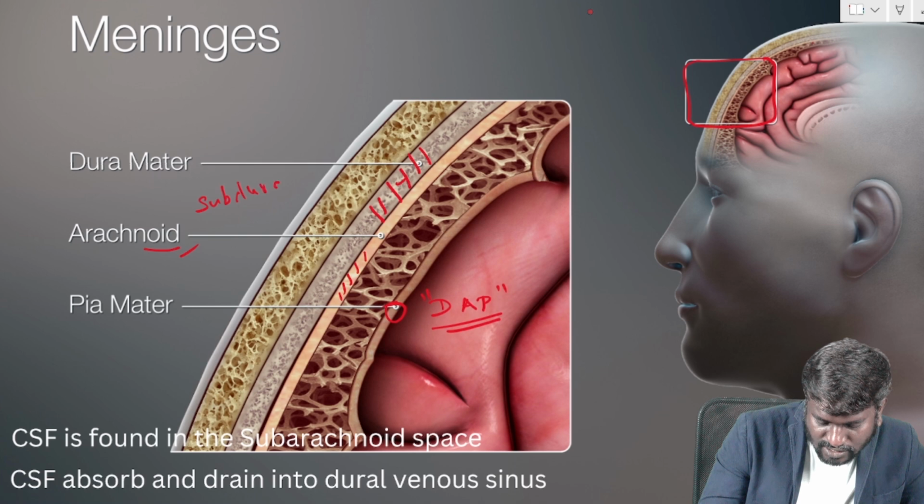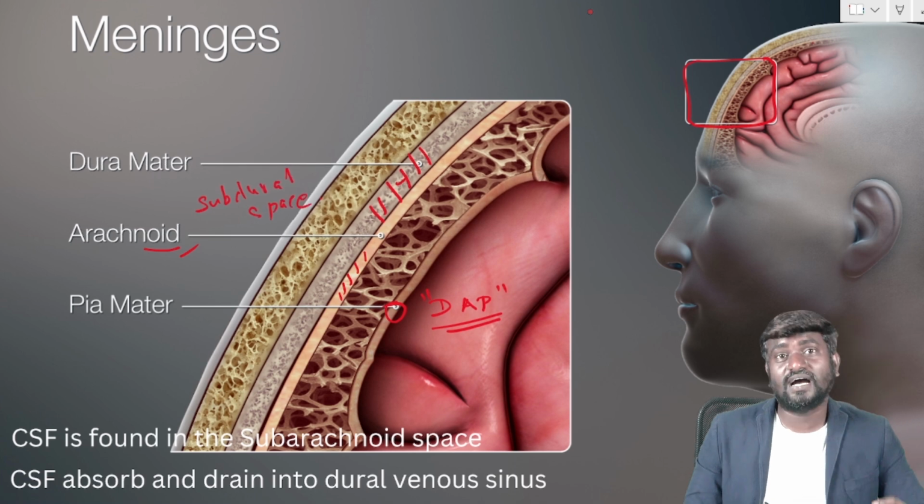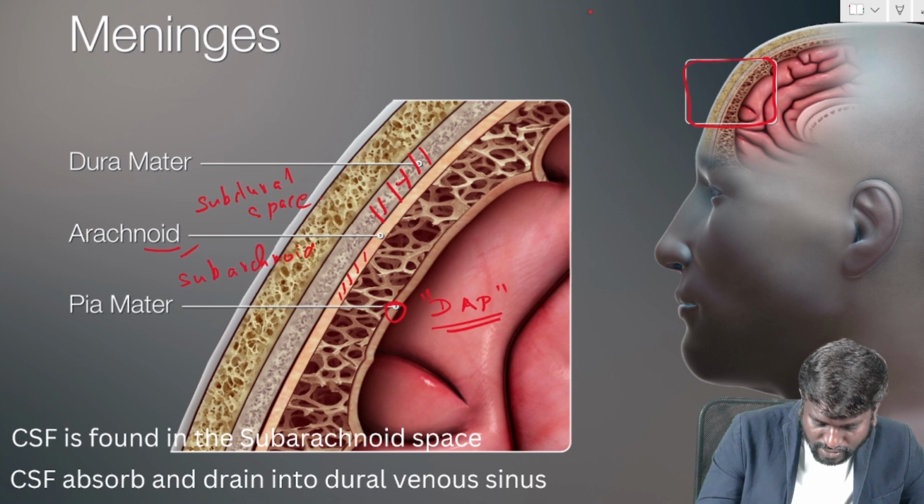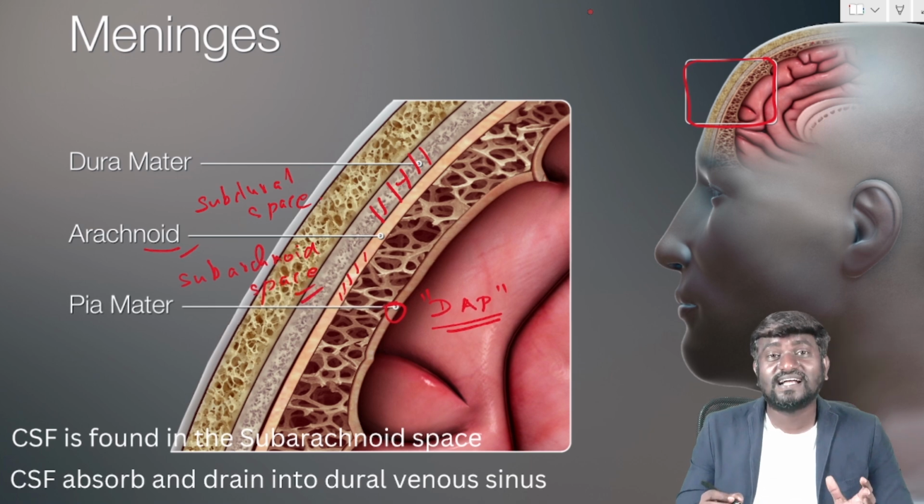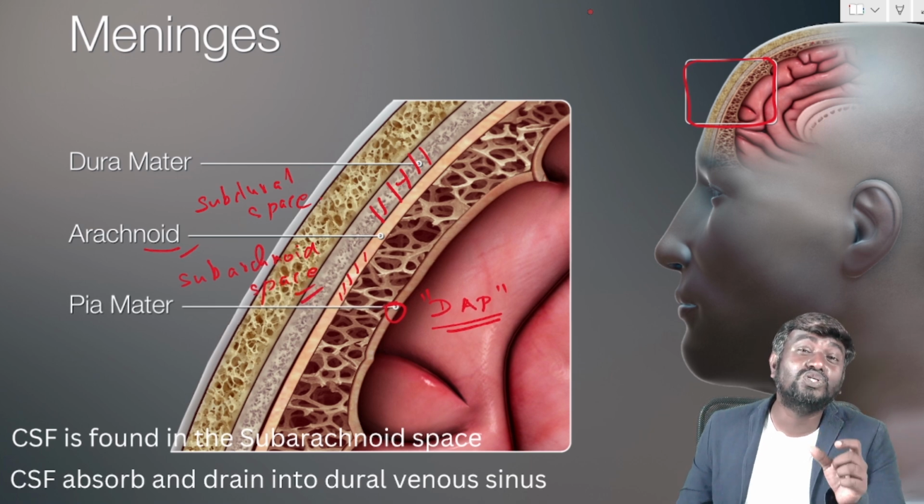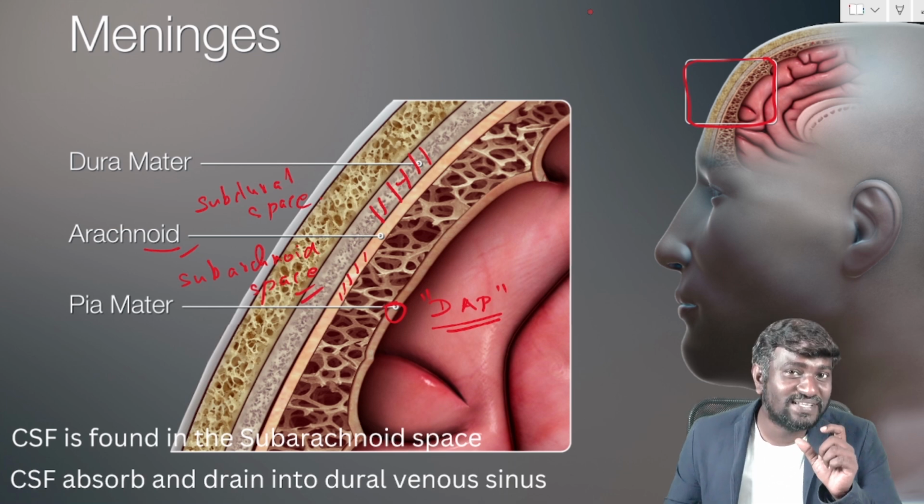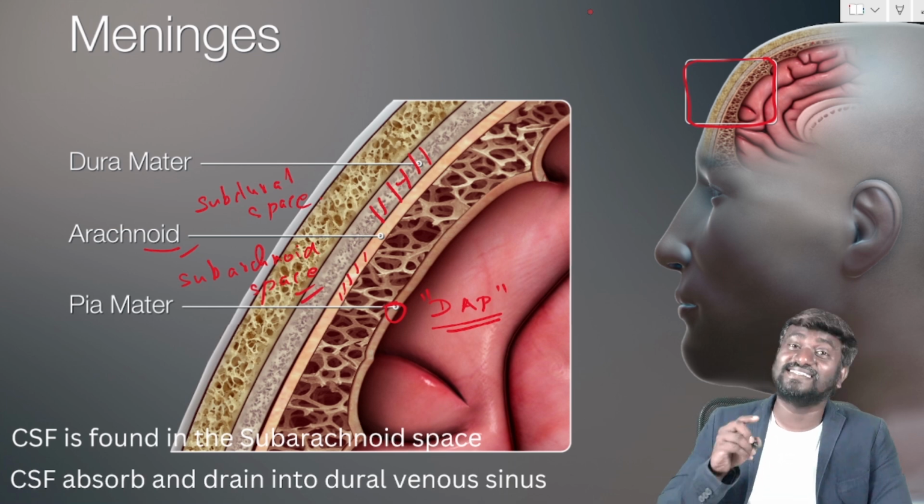Subdural space. Yes. And the space between the arachnoid and the pia mater is going to be called as subarachnoid space. Beautiful. Now, we have all studied about the subdural hemorrhage. Subdural hemorrhage looks like in which shape? Please comment your answers.